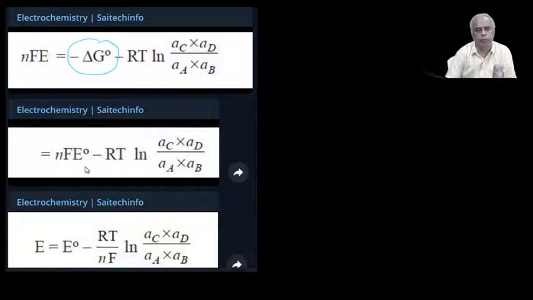Now we have nFE here, and here we have nFE naught. So the entire equation can be multiplied by 1 by nF, so that we can remove this nF on the left side. And now once you multiply, the nF can be cancelled.